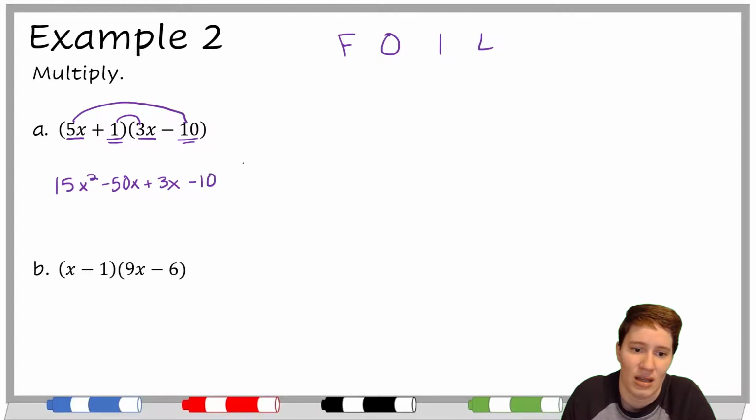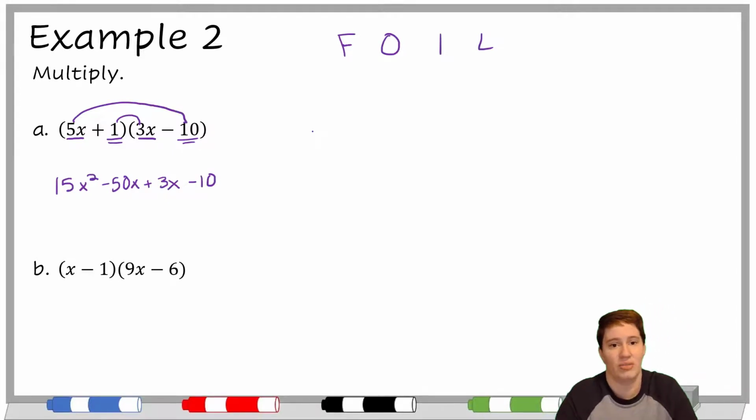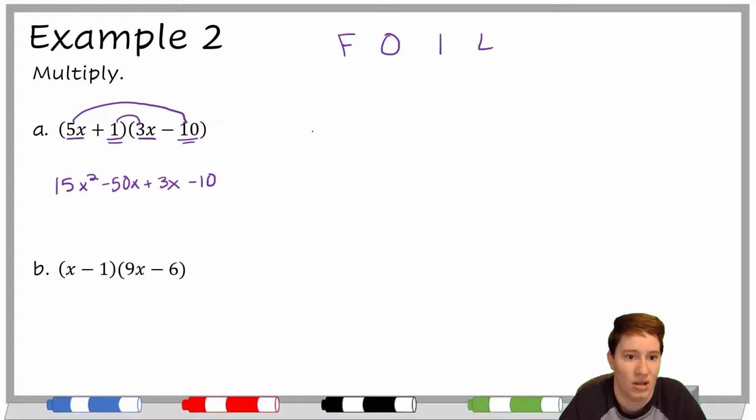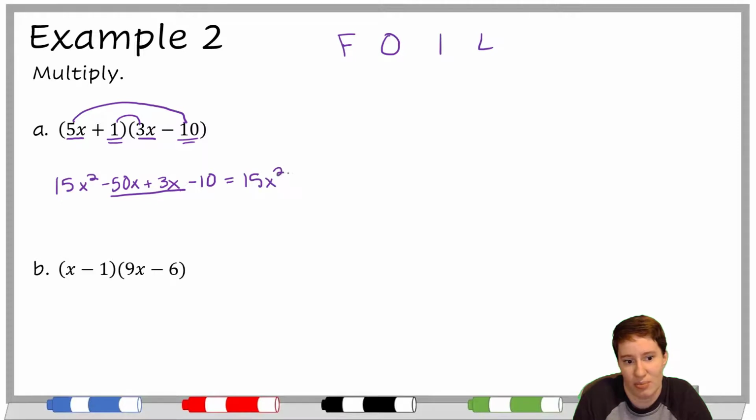Now, when we start doing a binomial times a binomial or something else where both of the parentheses have multiple terms, we are going to end up with like terms most of the time. And so that means that we need to stop here and say, okay, what is negative 50x plus 3x? And make that extra step of simplification here. And then this is our answer.